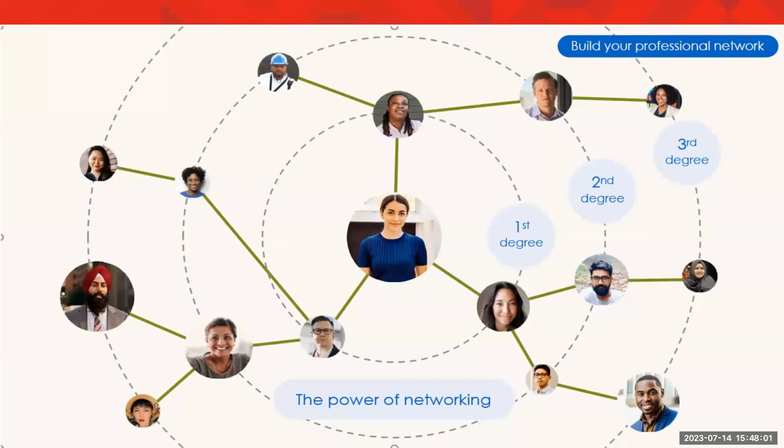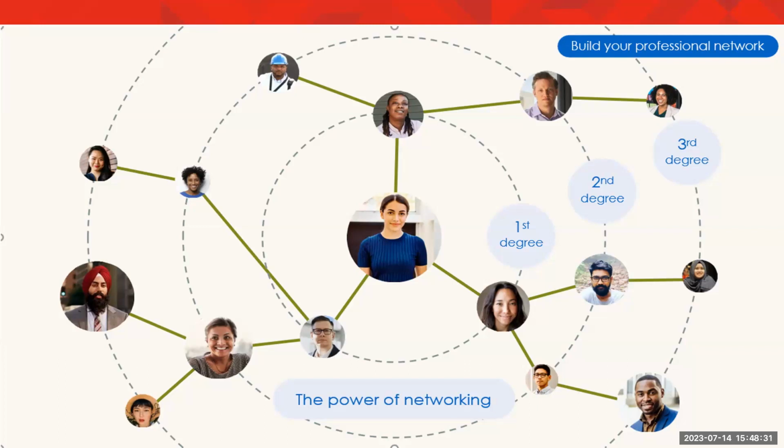Just really briefly here, we're going to show the power of networking. So we're going to talk a little bit about first degree, second degree, and third degree. With your first degree, it means people who are directly connected because you have accepted their invitation to connect. You're going to see a first degree icon next to their name in the search results and on their profile. You can contact them by sending a message on LinkedIn.